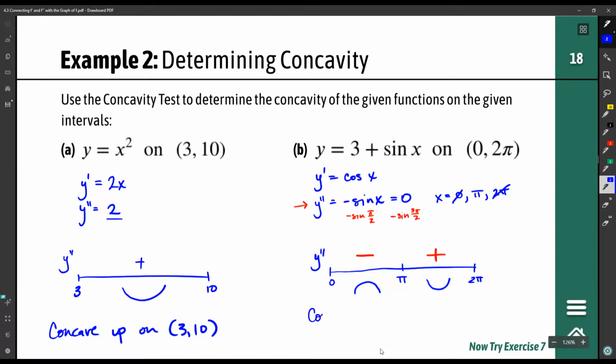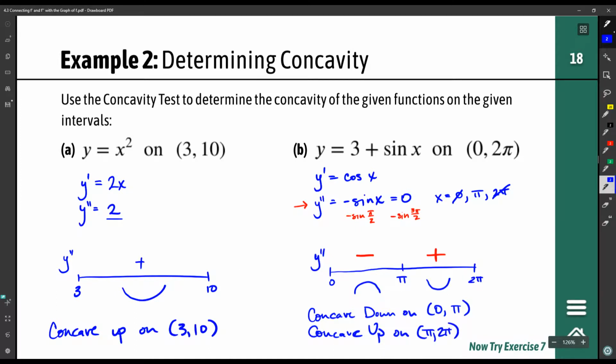So my answer here would be this function is concave down on the interval from 0 to pi, and it's concave up on the interval from pi to 2 pi.